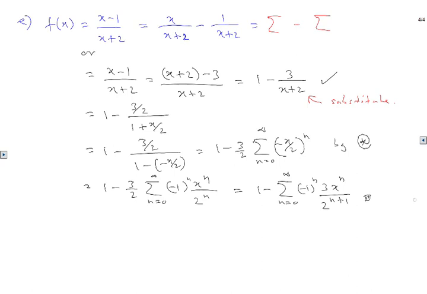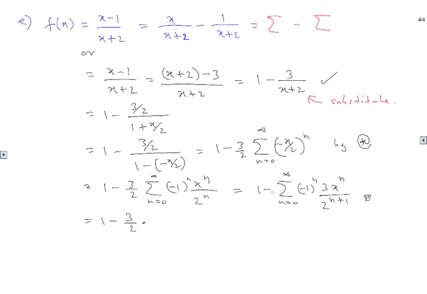What else you can do is write out the first term. If you write out the first term, what are you going to get? If you plug in n equals 0, you get 1 minus 3 halves, and that's the n equals 0 term. If you plug in n equals 0, you're going to get positive 3 over 2. That's that term, and with this negative sign in front, it becomes negative.